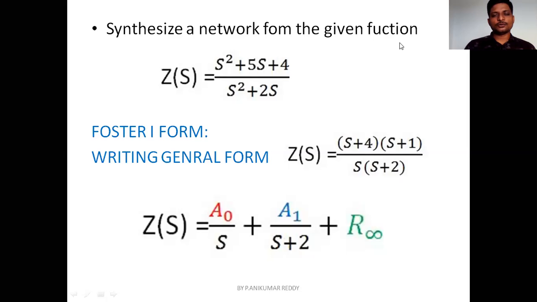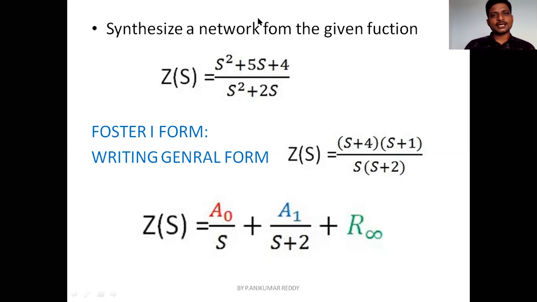In this method you have to decide. You cannot simply decide it by just looking at it. First you have to look at the function, whether it is Z of S or Y of S. Once you know that it is Z of S, then you have to look into the poles and zeros. If the pole is present at the origin and poles and zeros are interlaced along the negative real axis of the s plane, then you can decide that function as an RC impedance function.